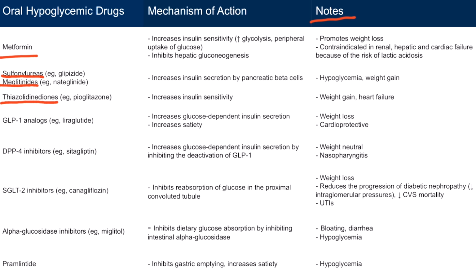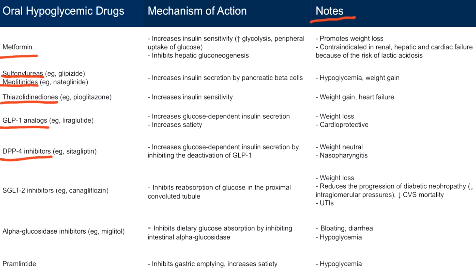Now, glucagon-like peptide analogs cause weight loss and are also cardioprotective, and would therefore be preferred in cases where cardiovascular risk reduction or weight loss is required. Although dipeptidyl peptidase 4 inhibitors, or DPP4 inhibitors, have a similar mechanism of action as GLP-1 analogs, they actually don't have any effect on the weight of the patient. So DPP4 inhibitors are considered weight neutral.